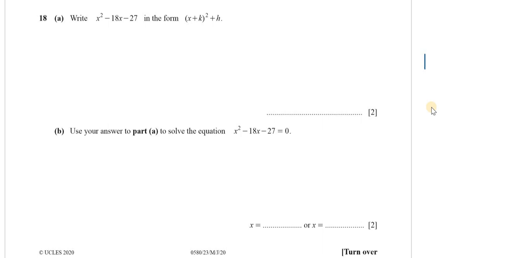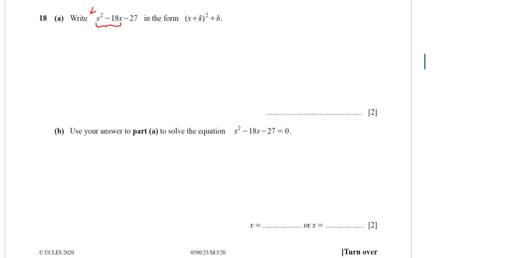So completing the square: x squared minus 18x minus 27. For completing the square, we take only the x squared and x terms. We will keep the constant till the end. If you want to do completing the square, one more thing you have to check here is the coefficient of x.